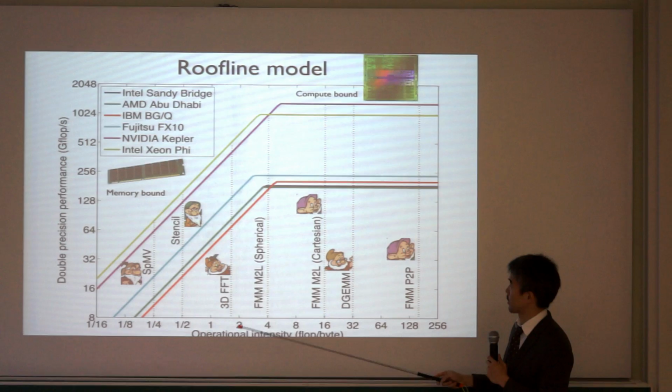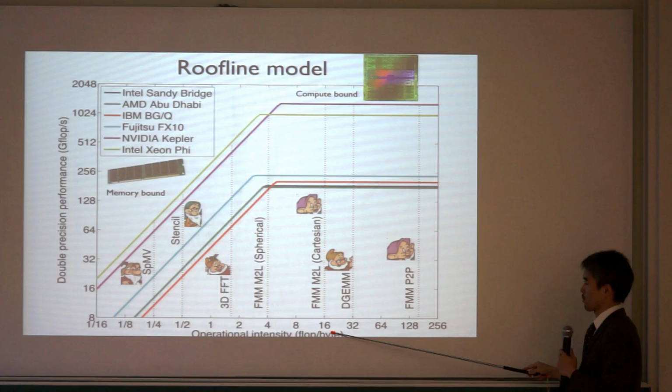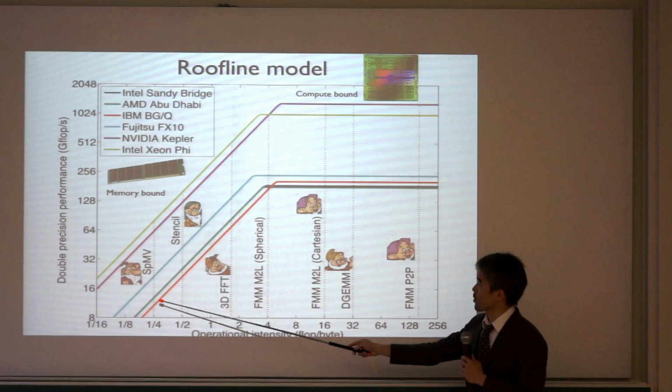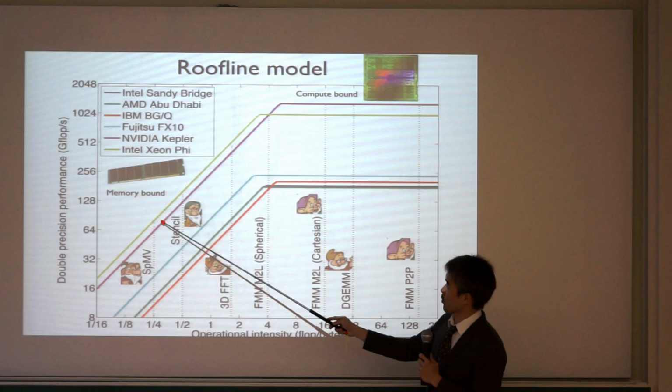And this is a chart that shows that. It's called the roofline model. As the operational intensity of your algorithm increases, first your performance increases, but you're still memory bound. You start from a very low performance in terms of flops per second.